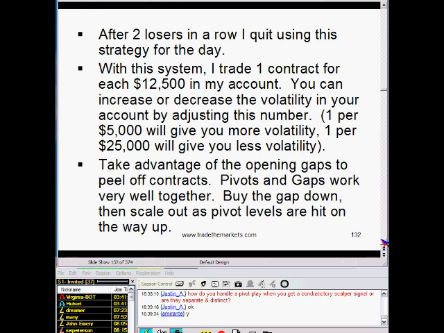And what I found also is that we were talking earlier about the opening gaps. If you can trade gaps with multiple contracts, like say you start off with 5 contracts, you can have a core position of say 2 contracts for the gaps and then start peeling off contracts as you get to different pivot levels. So that's just an example of a way to use pivot levels in conjunction with a gap play. And that works out really well.